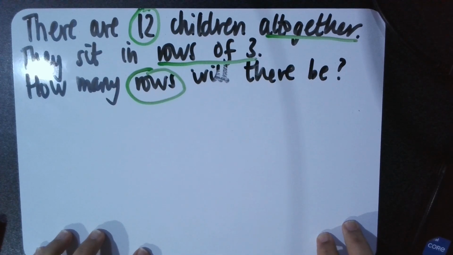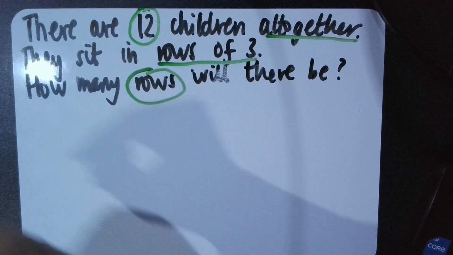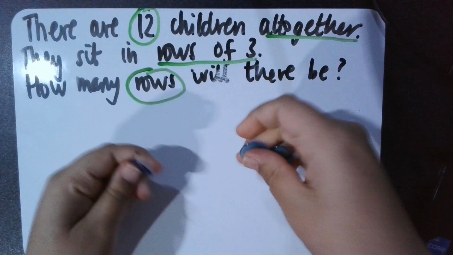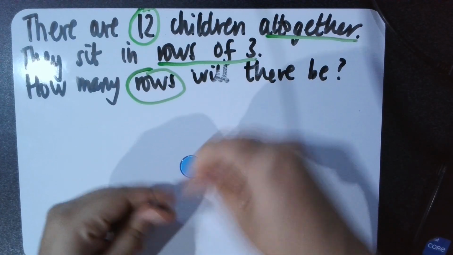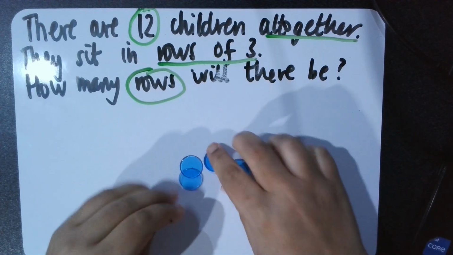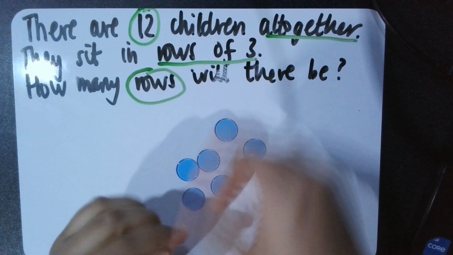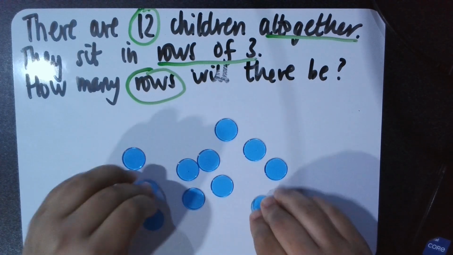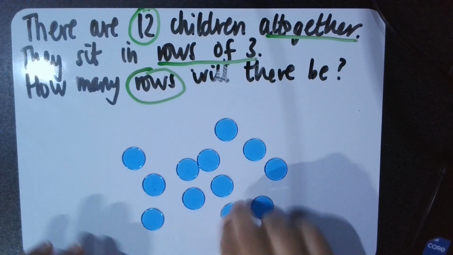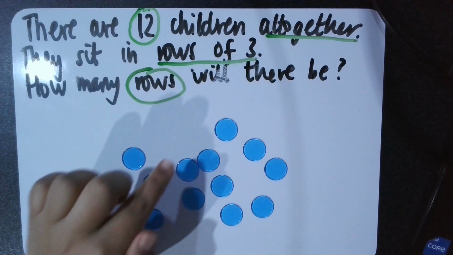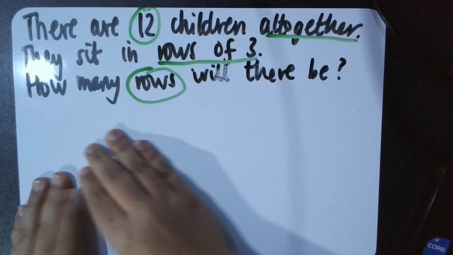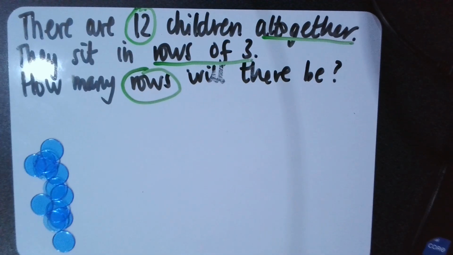The first thing I'm going to do here is get my whole ready. I'm going to use my counters again and count out 12. 1, 2, 3, 4, 5, 6, 7, 8, 9, 10, 11, and 12. Sorry, let me just check. 12 counters. Great. Now, this time I need to group them.